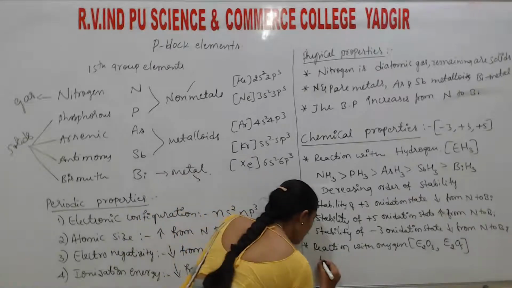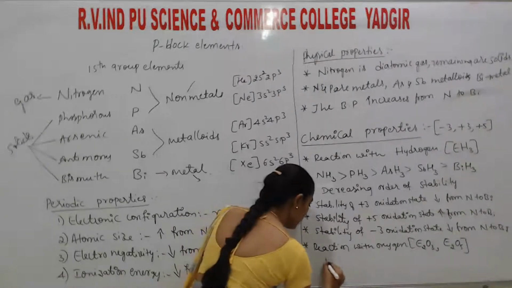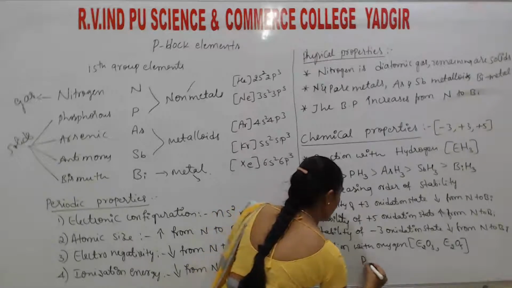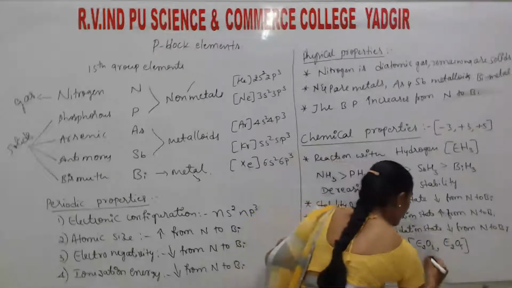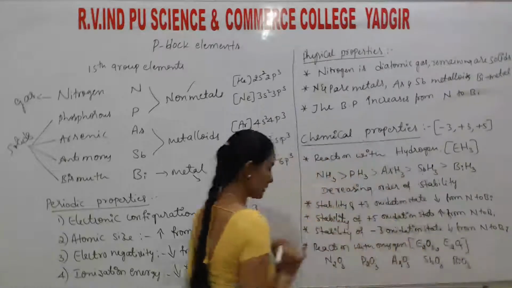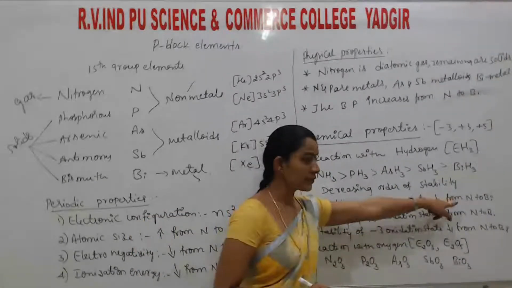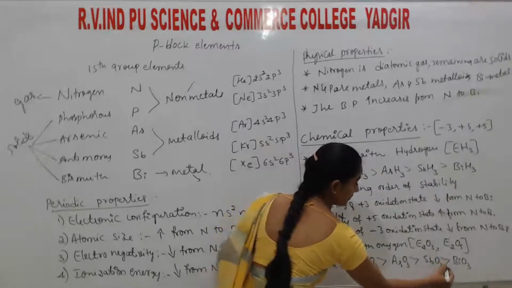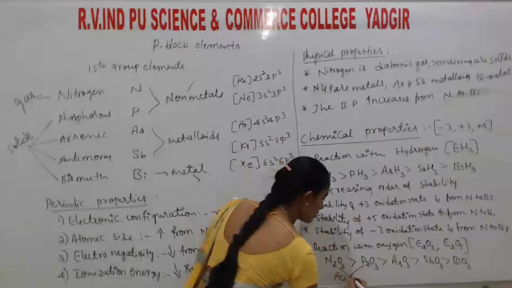okay, if I compare this one, N2O3, next P2O3, next As2O3, next Sb2O3, next Bi2O3. So students, this is the stability we consider. As I told you, the +3 stability decreases from nitrogen to bismuth. This is highly stable. This is the truth. And remember, these two are acidic in nature.